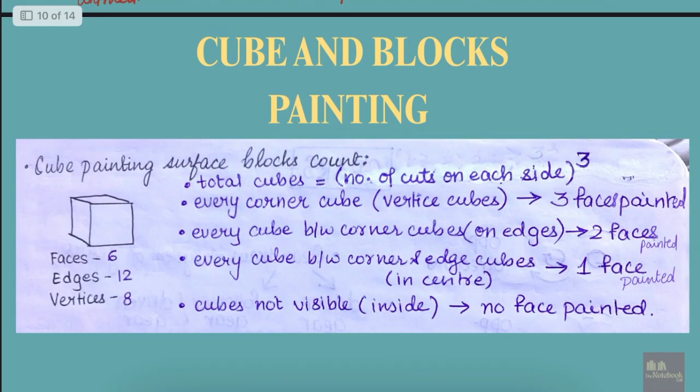Now we have the cube and the blocks painting. There is this really famous question where you have a big cube, and you paint the whole surface of that cube. Now that cube has been divided into multiple sections. You have to tell how many blocks will have only one face painted, only two faces painted, three faces painted, all faces painted, no faces painted.